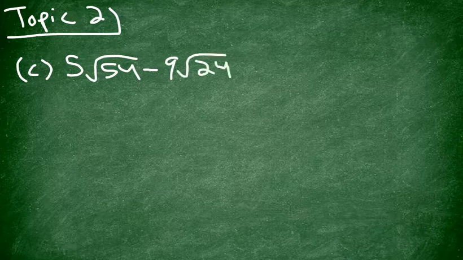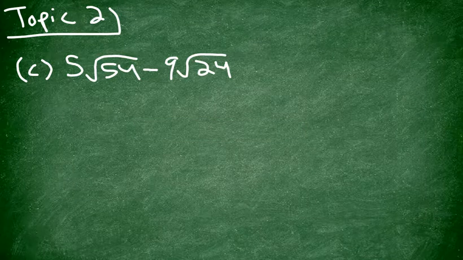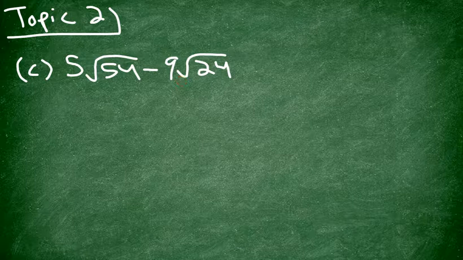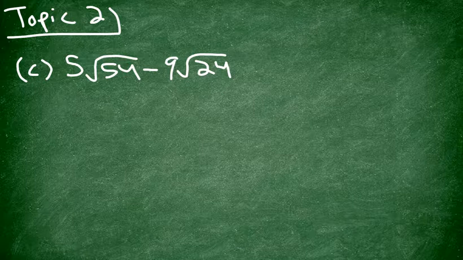Question C says the following: 5 times the square root of 54 minus 9 times the square root of 24. Remember that when you're doing problems like these, you need to have the radicand, or the number that's underneath the root symbol, the radical symbol, be the same in order to combine them with subtraction or addition. Right now I have a 54 and a 24, which I can't combine, right? Also, they need to have the same root. They're both square roots.